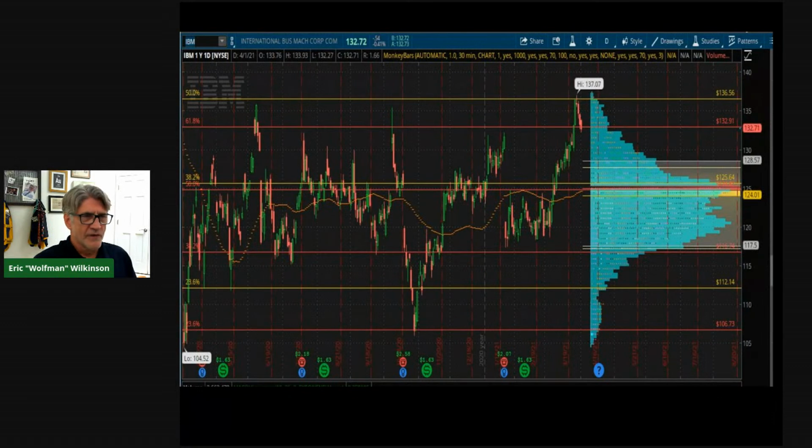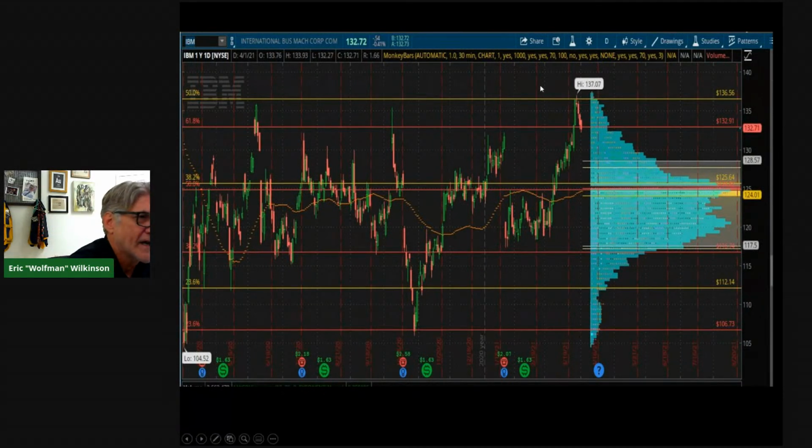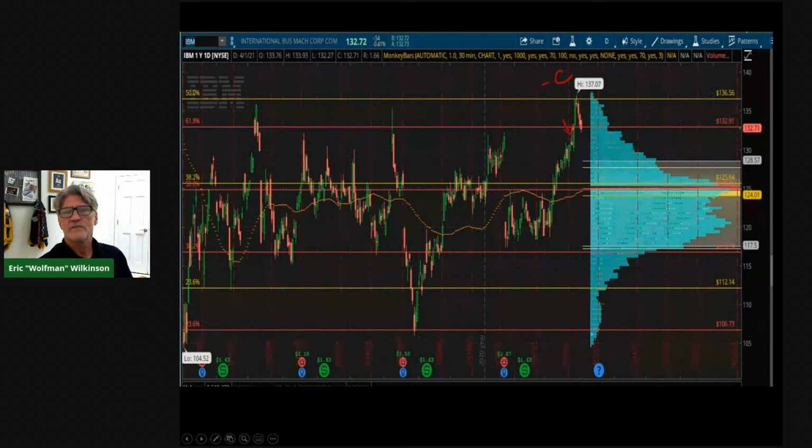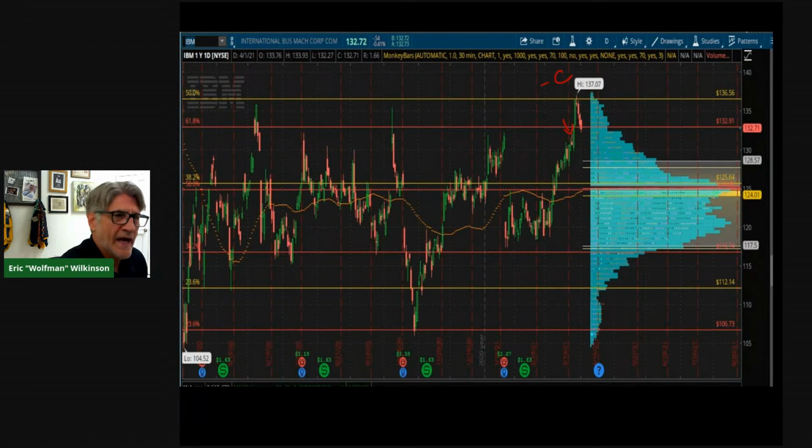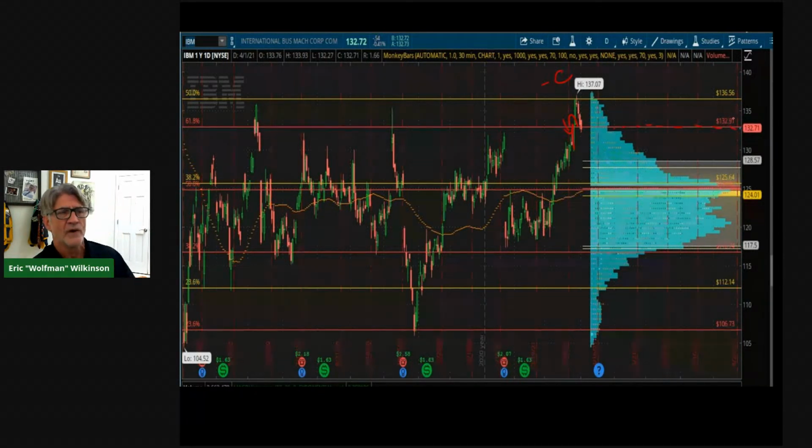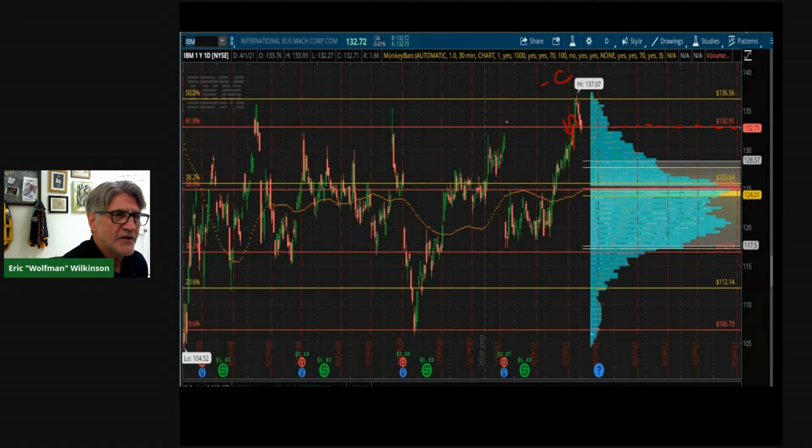I don't know where I was going with this one, but I think I got ahead of myself here. This was where we were talking about selling calls up at this level on this pattern setup, and the market shot up, blew right through me. If I was in stock, I would have been freaking out probably as soon as it got above this 132 area.